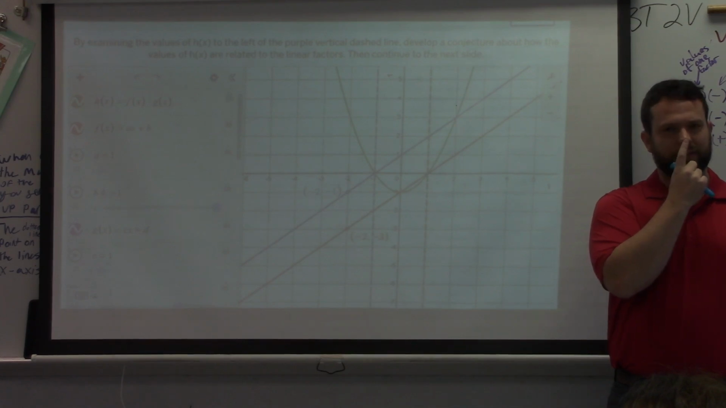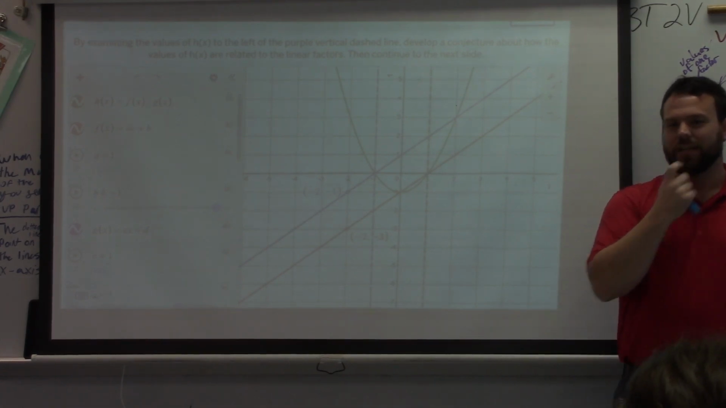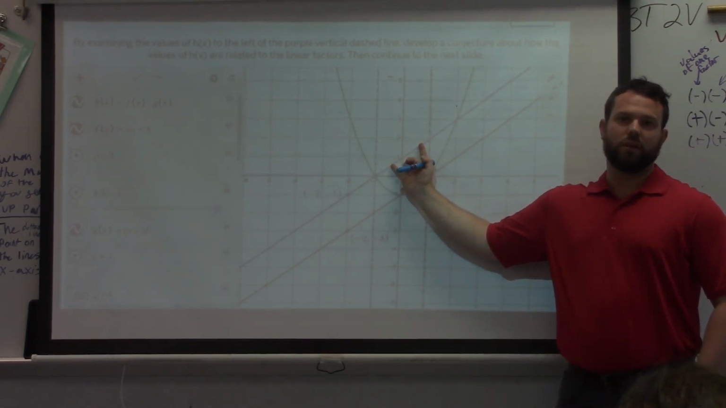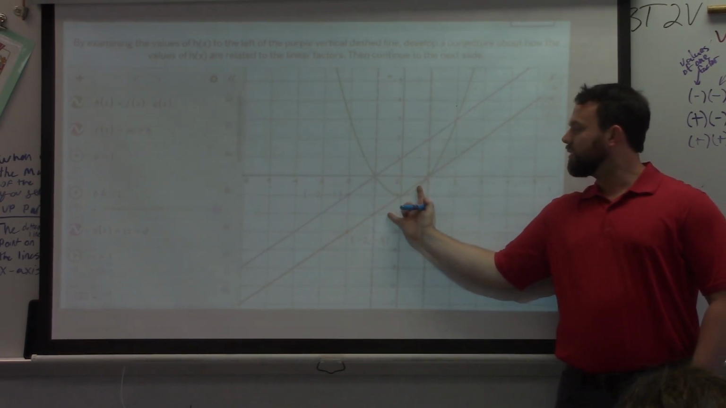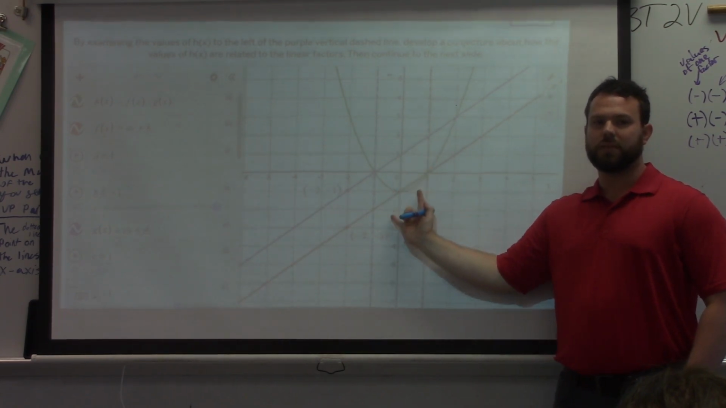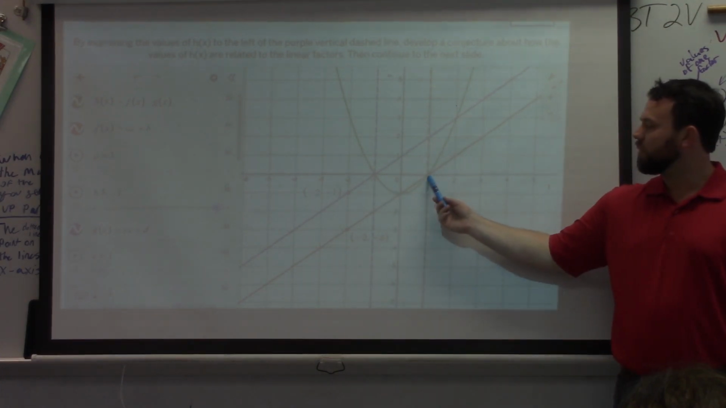Did you mean to say factors, perchance? No? Let me point this out. This is a factor, the linear factor. Are these values positive or negative? Positive. This is a linear factor. Are those values positive or negative? Negative. What's a positive times a negative? Negative. And the parabola is what right here?